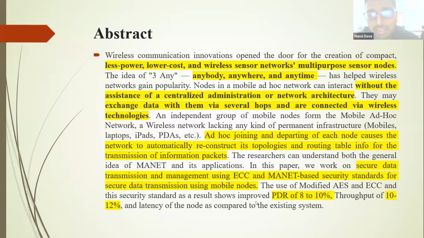Now, one more advantage of wireless communication is that they do not require a centralized system. Now, the question has to arise, why is a centralized system also there? What is the reason wireless communication is now moving to a decentralized mechanism?